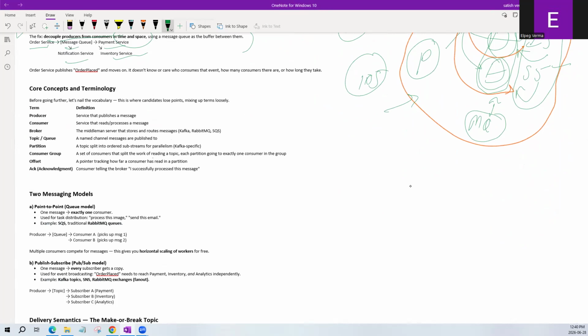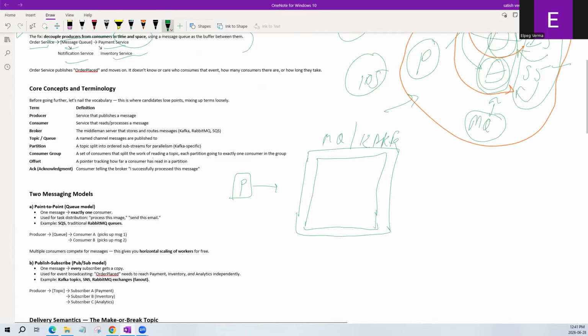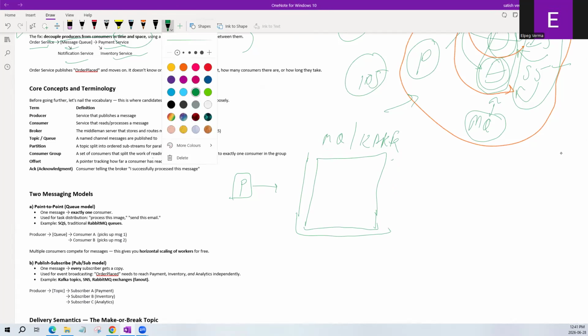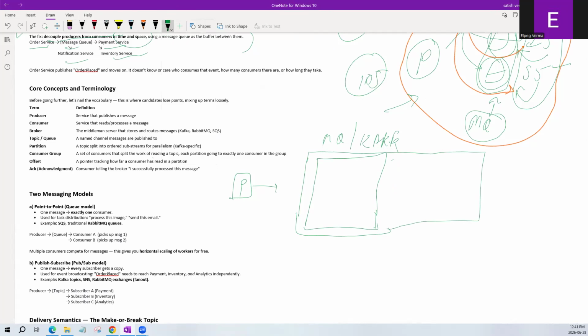Okay, so now core concepts and terminology. Let me draw a good diagram for a user. Then we're going to have a message queue, Kafka or RabbitMQ. I'm good at Kafka, so I can explain Kafka. Then we're going to have brokers, then topic, then partition.